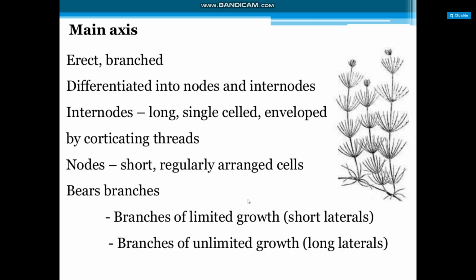The main axis is erect and branched. It is differentiated into nodes and internodes. Internodes look like a long single cell enveloped by corticating threads, and nodes look like short, regularly arranged cells that bear branches. Branches are of two types: branches of limited growth, which are short laterals, and branches of unlimited growth, which are long laterals.